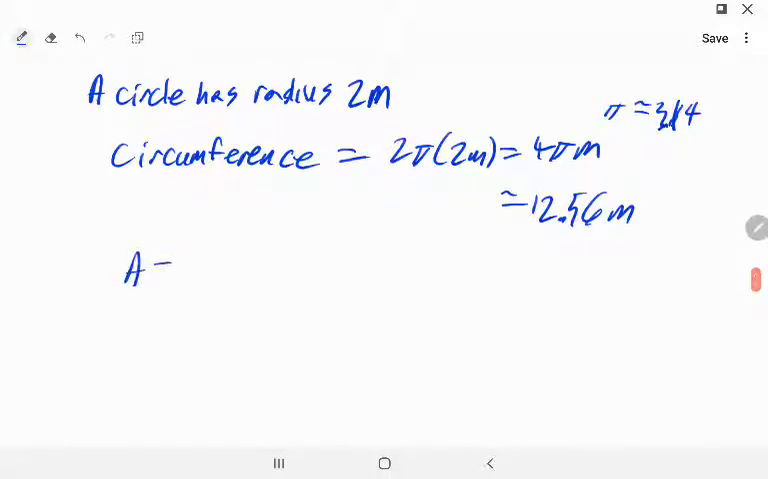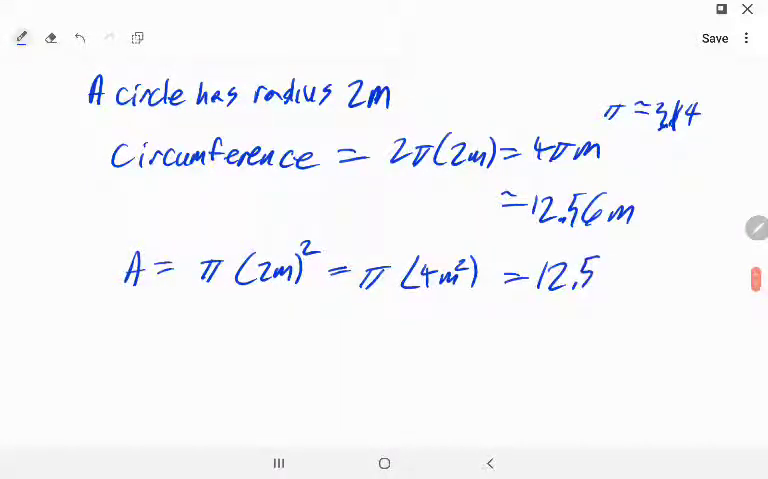And the area, oddly enough, is going to be pi times 2 meters squared. So we get pi times 4 square meters. And so we wind up getting 12.56 square meters.